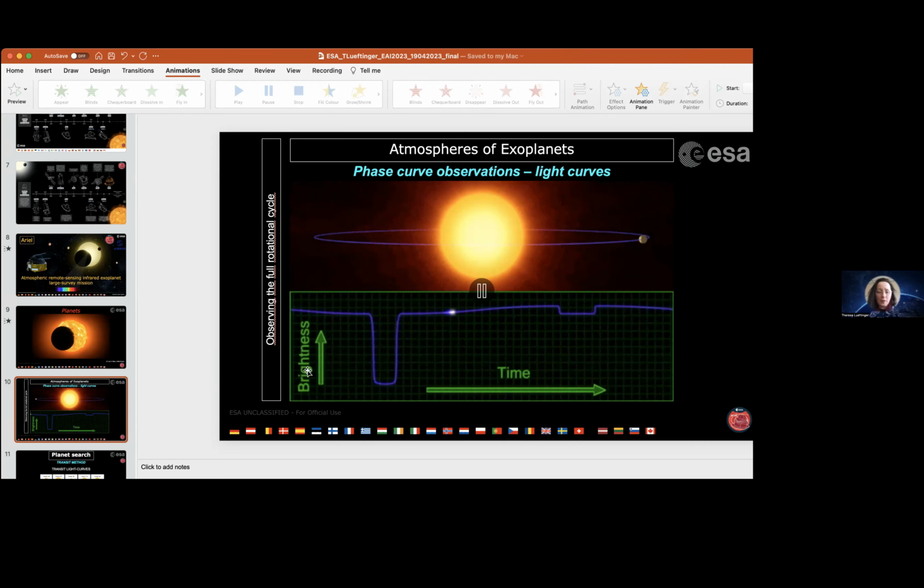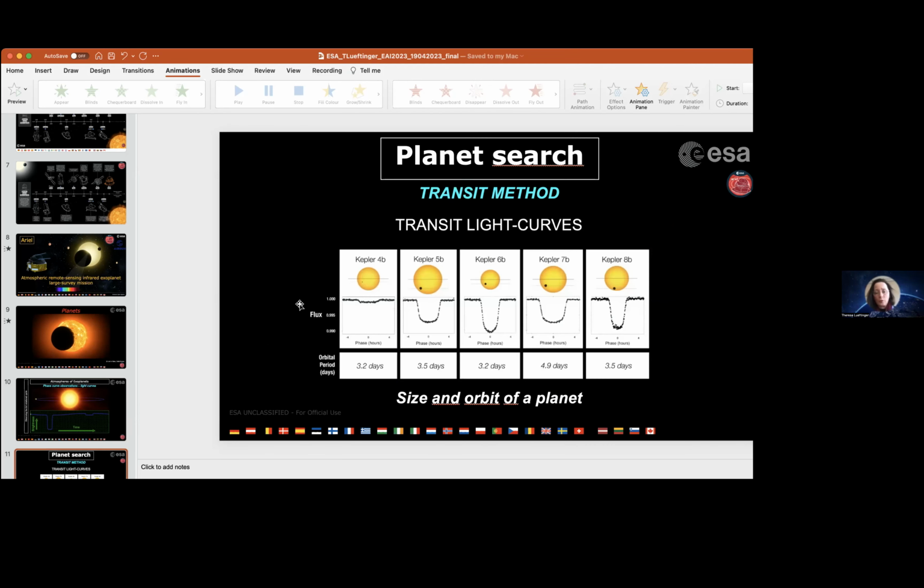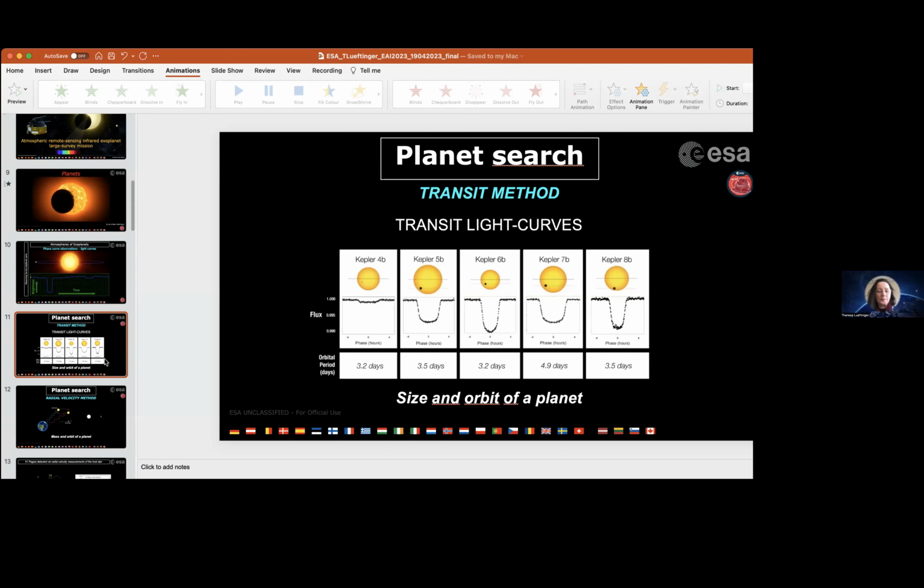And depending on how this so-called light curve looks, we can also determine how big the planet is in relation to the stellar size, where in front of the star it's transiting, and so on. So we get quite a bit of information out of these transits.